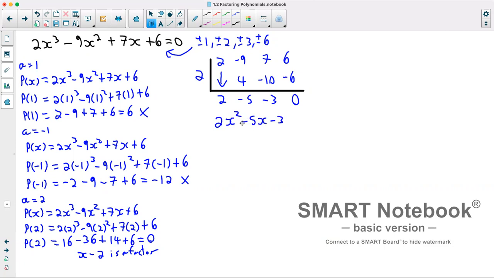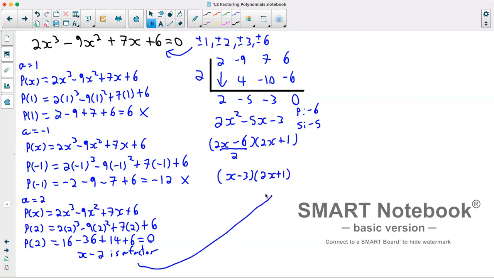Because this is a quadratic, we can use product sum factoring. So we've got a product of 2 times negative 3, which is negative 6, with a sum of negative 5. Start each of our brackets with the 2x. Two things that multiply to negative 6 and add to negative 5 would be negative 6 and positive 1. We'll divide that extra factor of 2 out of this one. So that gives us x minus 3 times 2x plus 1. And then we will also bring up this factor, so we also have x minus 2. So this is fully factored.